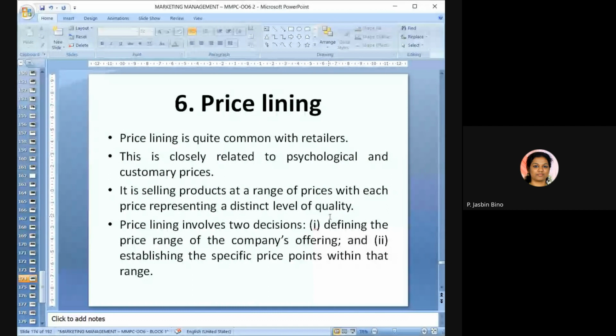The next one is price lining. It's common with retailers. It is closely related to psychological and customary pricing. So psychological pricing plus customary pricing is what is known as price lining. Here they'll be selling the products at a range of prices, each price representing a distinct level of quality. Price lining normally involves two decisions: defining the price range of the company's offering, and establishing the specific price points within that price range.